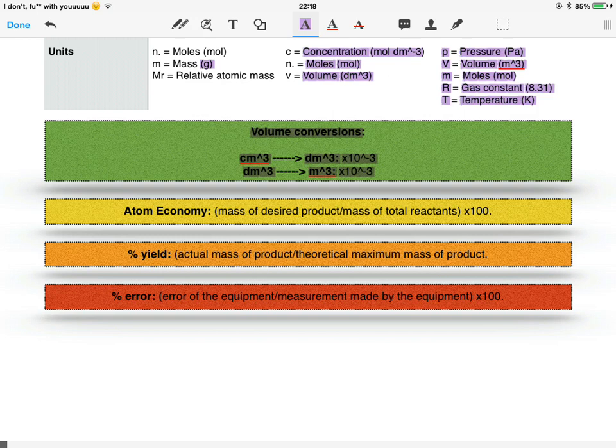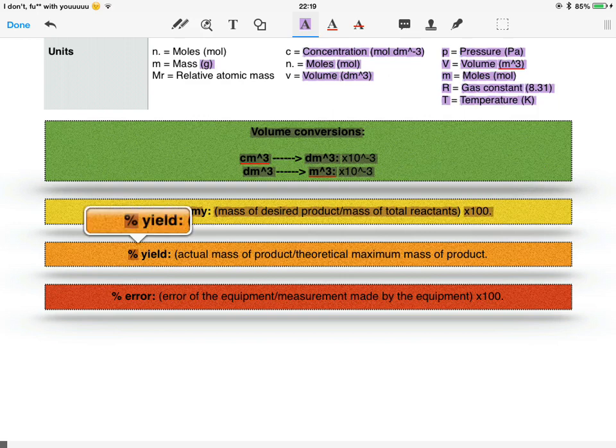So we also need to know about atom economy. This is used as a measure of how much useful product is formed. So the mass of the desired product divided by the mass of the total reactants times by 100, as it's a percentage, gives us this atom economy.